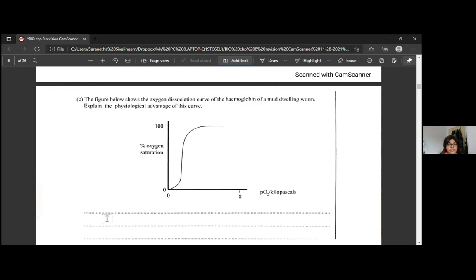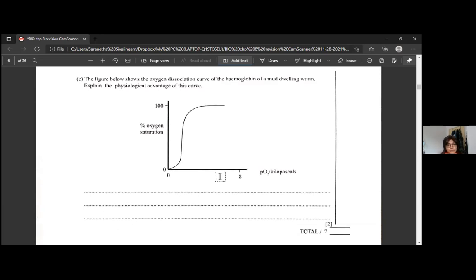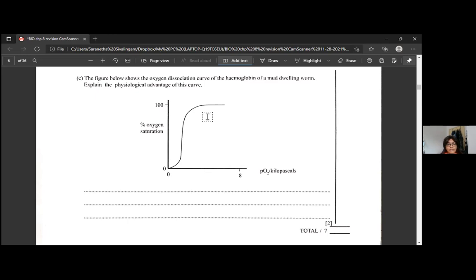The next question is the figure below shows the oxygen dissociation curve of the hemoglobin of a mud-dwelling worm. Explain the physiological advantage of this curve. So if you look at this curve, at very low partial pressure of oxygen, the percentage saturation is already saturated. So for the first point you can talk about how it becomes saturated at very low partial pressure of oxygen. And because of that, it can act as an oxygen store.